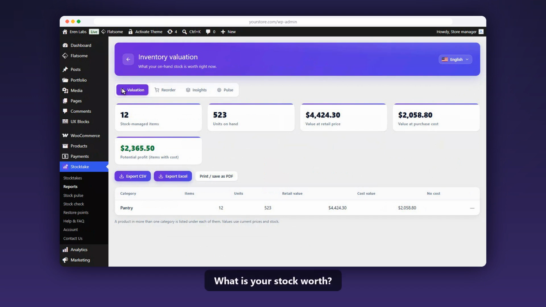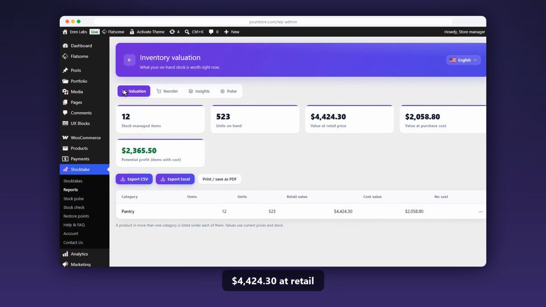What is the stock in your shop actually worth? At retail, $4,424. But you did not pay retail. At cost, it is $2,059. The gap is profits sitting on your shelves, $2,365.